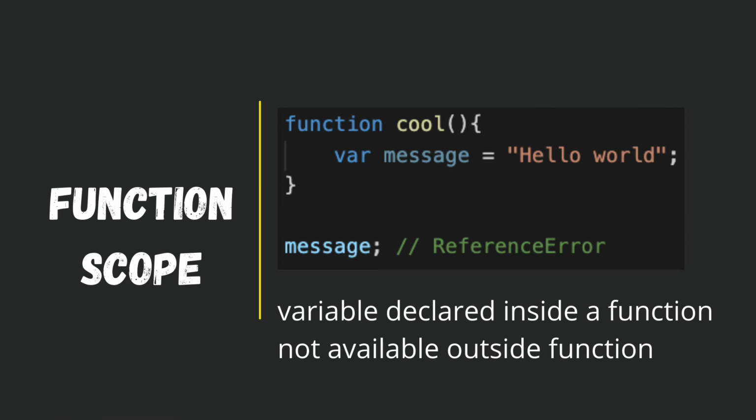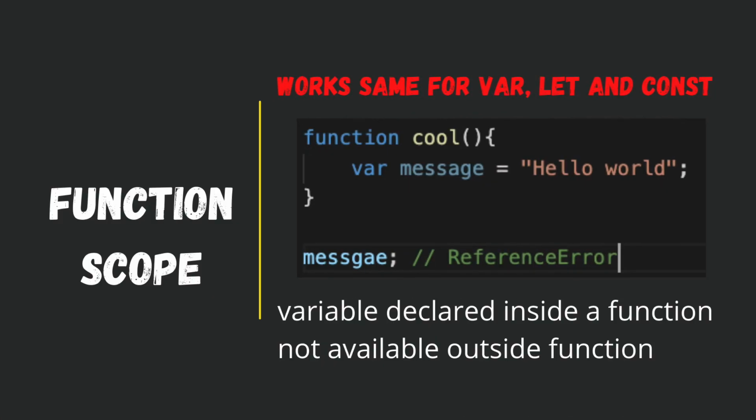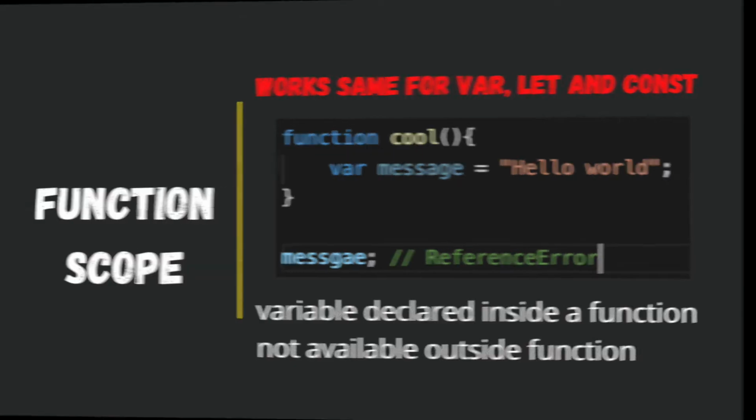A variable declared inside a function is not accessible outside the function. See this piece of code on the screen. The variable message declared inside the function is not available outside the function, and that is because of function scope. Another important thing to note here is that function scope works the same whether it is a let, a var, or a constant used to declare the variable.